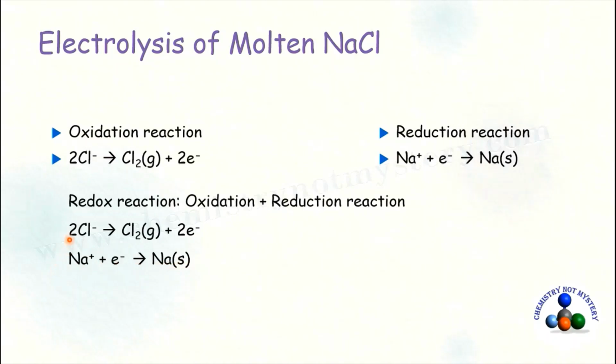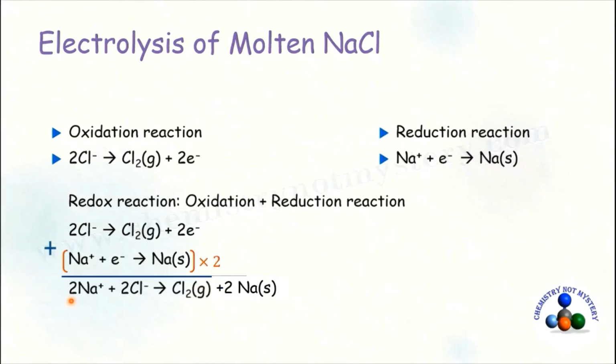Now add the oxidation and reduction reaction. But before addition, you have to balance the electrons. As there are 2 electrons produced in the oxidation reaction, 2 electrons must get consumed in the reduction reaction. So here we need to multiply reduction reaction by 2. Now add both the reactions. On adding, we will get 2Na plus 2Cl negative gives Cl2 plus Na. So this is the complete redox reaction.